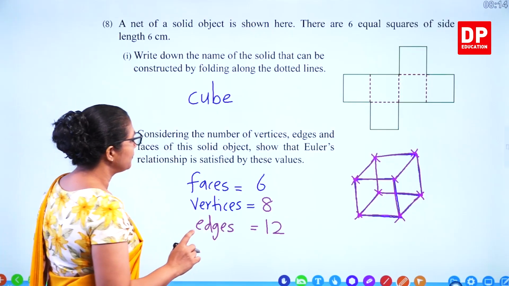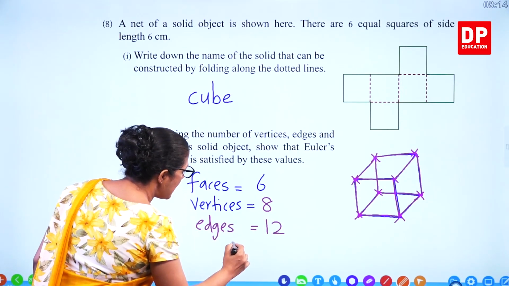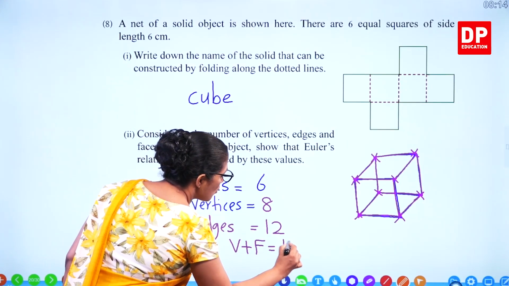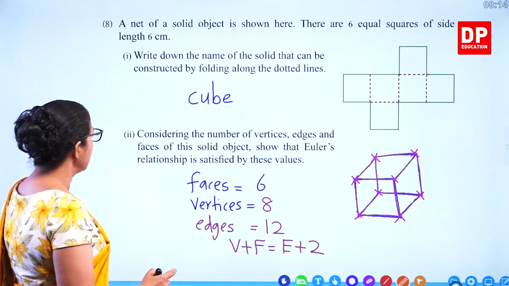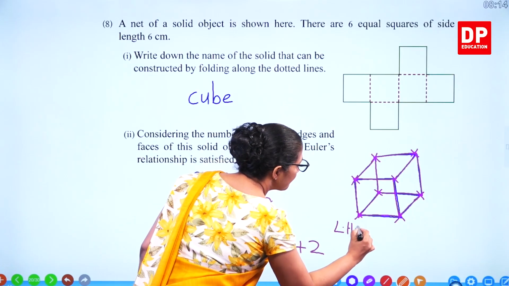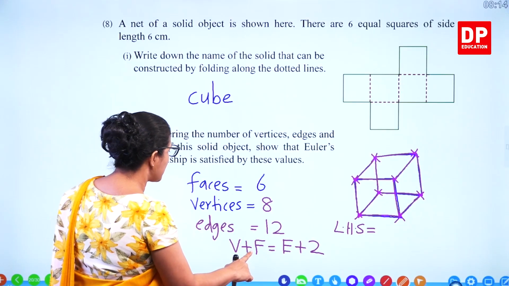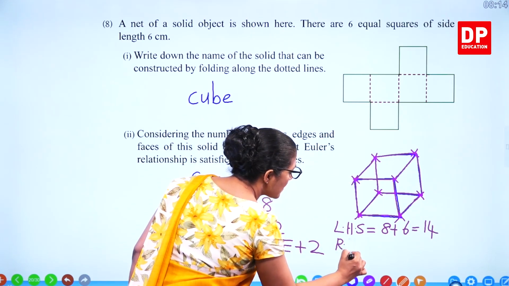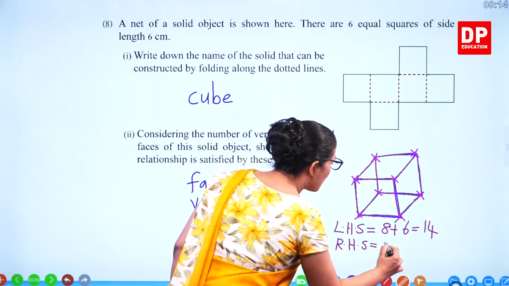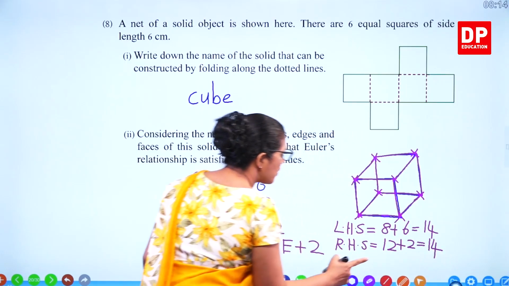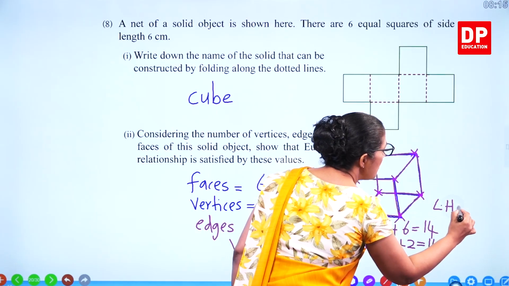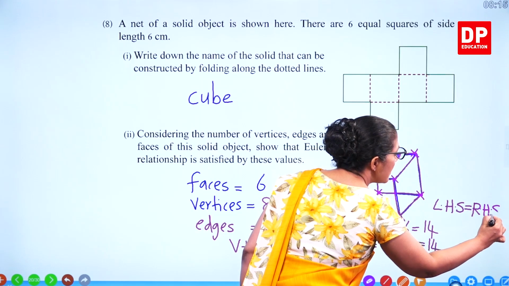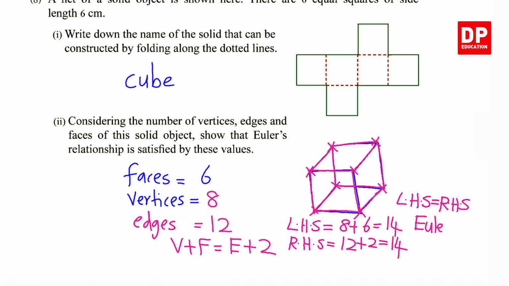According to Euler's equation, it says vertices plus faces is edges plus 2. So we can take the left hand side and substitute the values. Vertices plus faces, 8 plus 6, that's 14. Then E plus 2, that's the right hand side. E is 12. 12 plus 2, you get 14. So both are equal. So Euler's relationship is satisfied. So left hand side is equal to right hand side. Euler's relationship is true. You can write it's true.